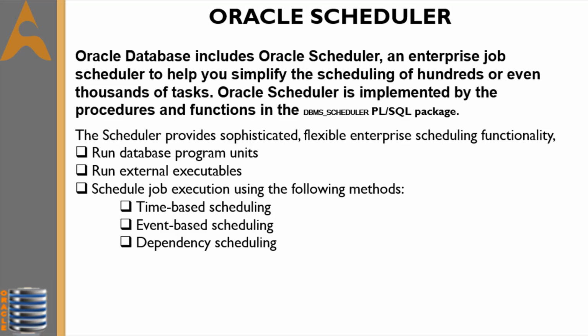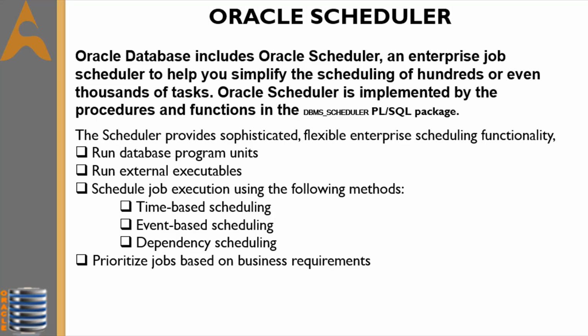You can define complex dependency chains that include branching and nested chains. Prioritize jobs based on business requirements. The scheduler provides control over resource allocation among competing jobs, thus aligning job processing with your business needs. This is accomplished in the following ways.